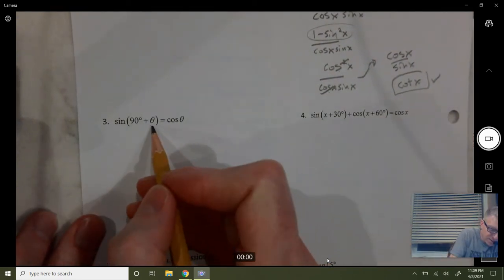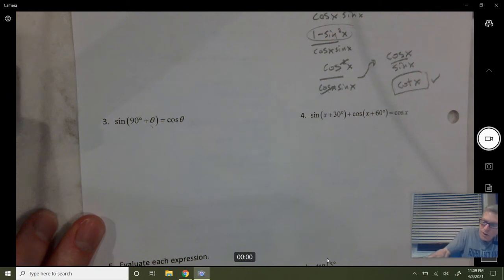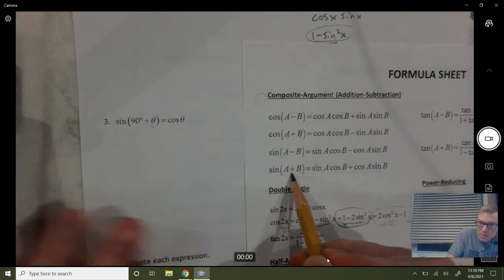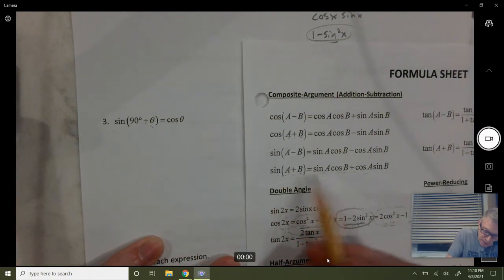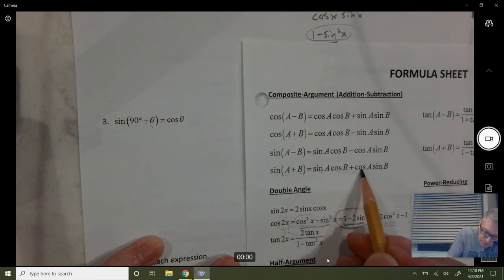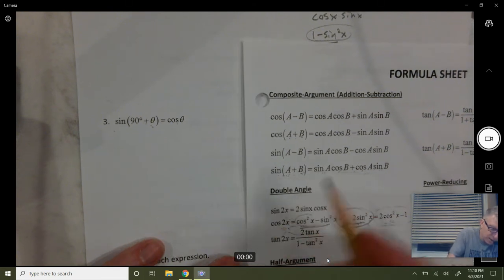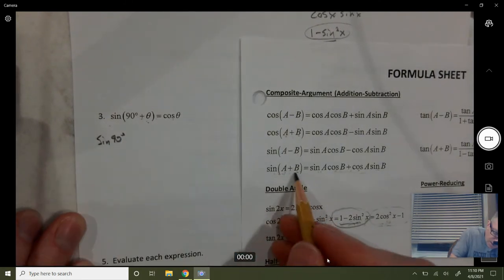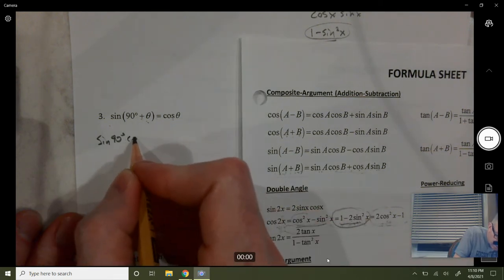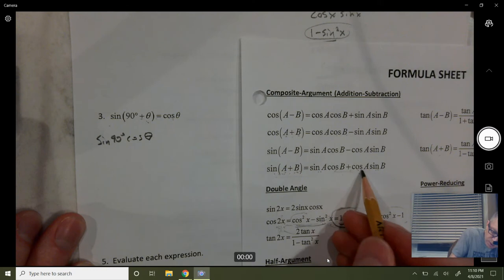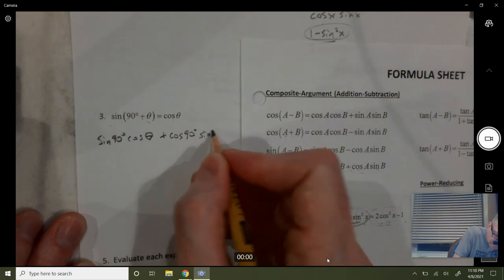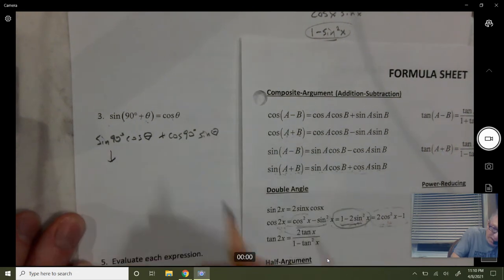Okay. Next question. Sine of 90 plus theta equals cosine theta. So here I'm going to use this formula for sine of a plus b. Sine of a plus b, that's going to be sine of your first angle times cosine of your second angle plus cosine of your first angle times the sine of your second angle. So that becomes sine of 90 times cosine of theta, plus cosine of 90 times sine of theta. Okay, sine of 90.